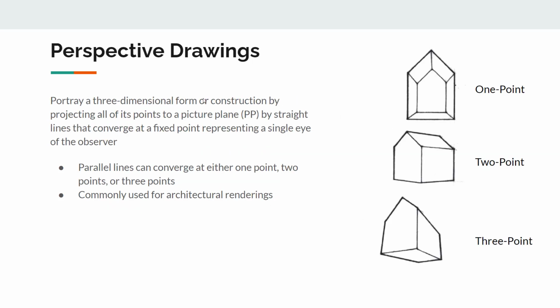All right, perspective drawings portray three-dimensional form or construction by projecting all of its points to a picture plane by straight lines that converge at a fixed point representing a single eye of the observer. Okay, so that's kind of a word salad, but basically it's just a person with a point of view who's looking at something. Just think of it that way. It's your perspective looking at a particular object from a single point of view, and that single point of view is your eye, okay? The parallel lines can converge with one another at 1 point, 2 points, or 3 points, and these are commonly used for architectural renderings.